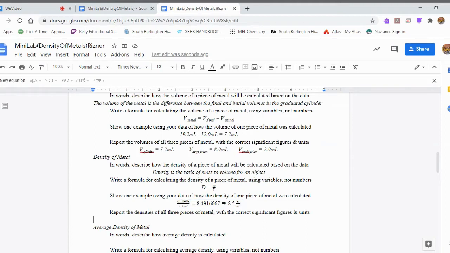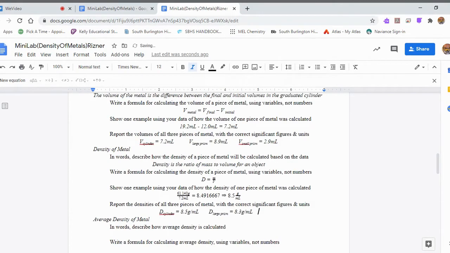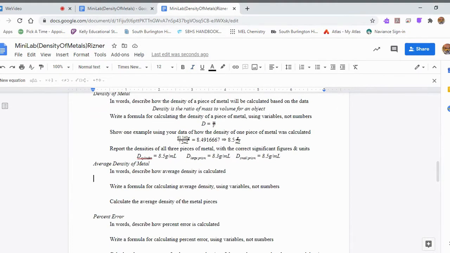Next, we'll report out the densities of all the pieces of metal here. So you can see with all of these that they were fairly close, which was part of our prediction, part of our purpose, that we predicted that since density is the same for a substance, no matter how large or small, that no matter how large or small the pieces of brass were, that they would have the same density. And you can see they pretty much do when you round for sig figs, 8.5 grams per milliliter, 8.3, and 8.5.